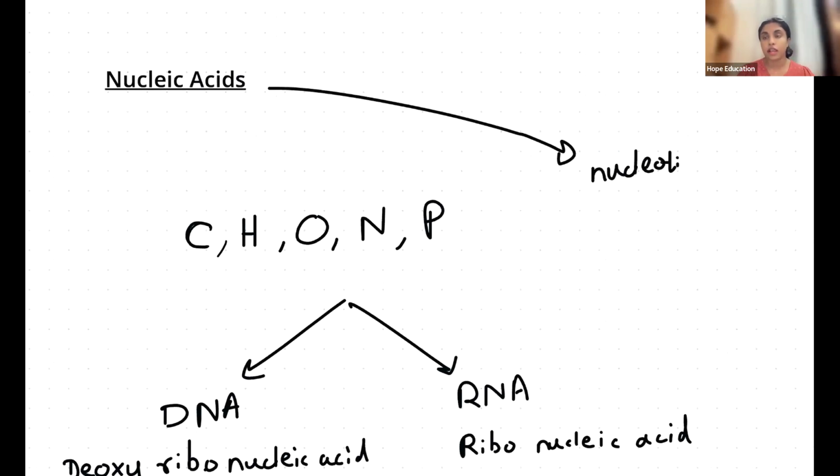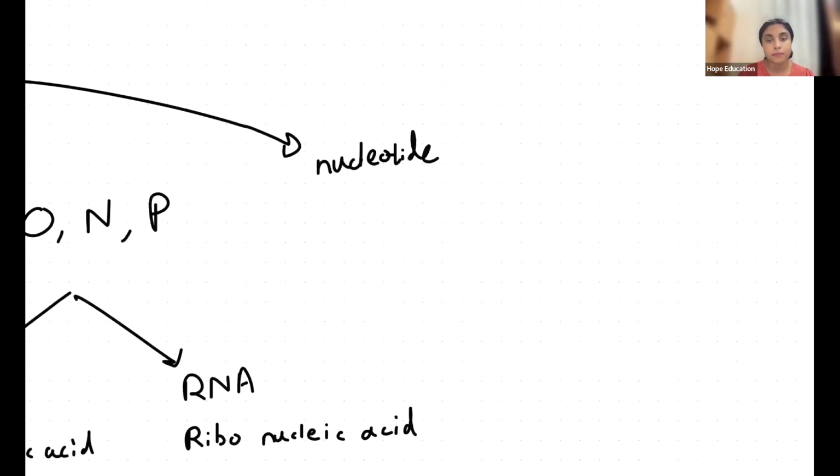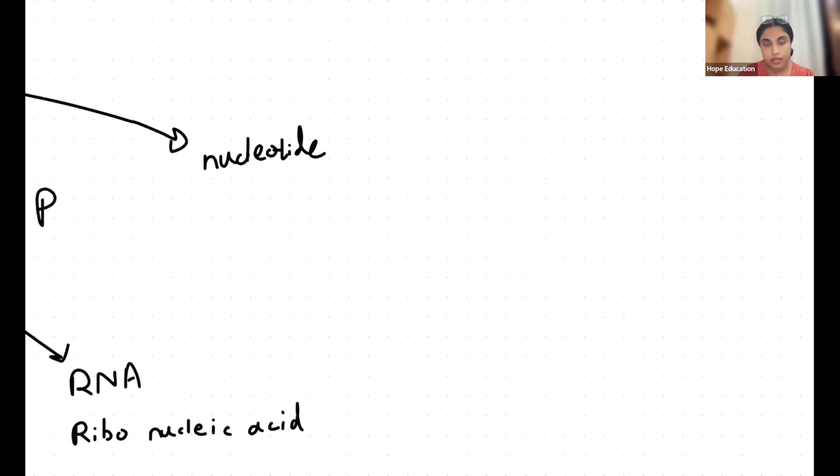A nucleotide is a tiny unit. Many of these tiny units repeat to form a nucleic acid, just like how polysaccharides are made up of a lot of monosaccharides, and proteins are made up of a lot of amino acids. Like that, nucleic acids are made up of a lot of nucleotides. If you take one nucleotide, there is something like this, then something like this, and something like this.